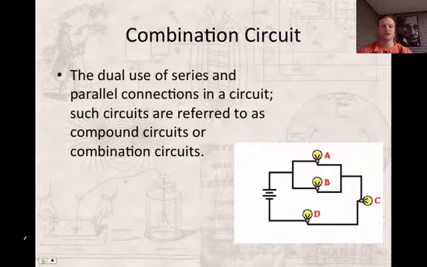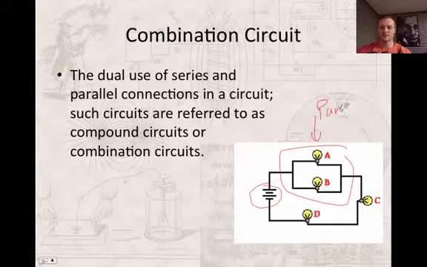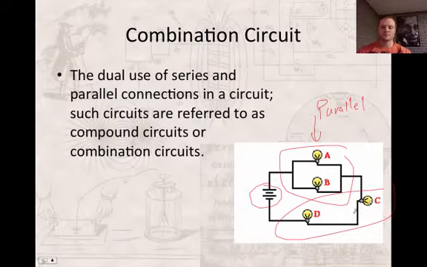A combination circuit is the dual use of series and parallel connections in a circuit. And so here in this picture, we've got a battery here, and this portion of the circuit would be parallel. Basically the current has two options. It can go through light bulb A or it can go through light bulb B. But these two, light bulbs C and D, they are in series. And so that is basically a combination circuit where you have part of it in parallel, part of it in series.